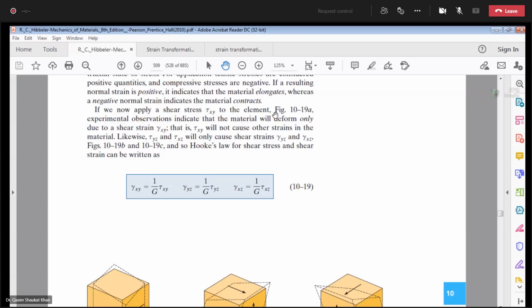that the material will deform only due to the shear strain gamma xy. Means to say, shear stress tau xy will only produce the shear strain gamma xy. It will not produce a component like gamma xz or gamma yz. So tau xy will only produce gamma xy shear strain. That is, tau xy will not cause other strains in the material. This is the important point. Please note it down.